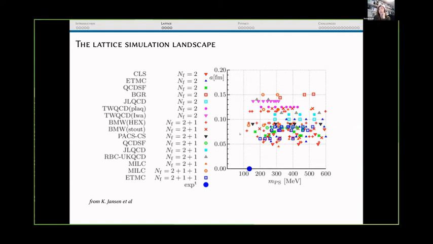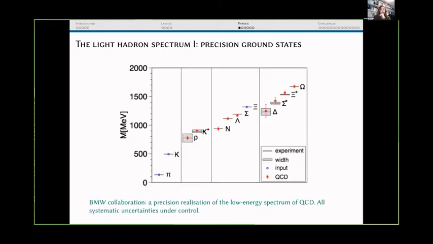So for example, we can simulate at the physical pion mass, which you can see in these points here, but also below the physical pion mass as well, and straddle that point. And you see that there are many calculations over a range of lattice spacings as well. Okay, so let's turn now and look at some results.